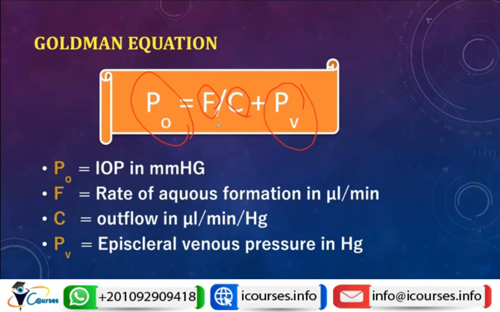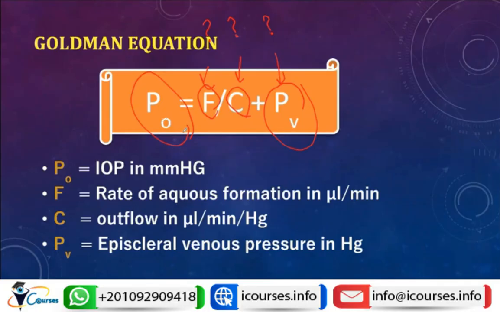So from this equation, we have three factors that control the intraocular pressure. The first one: how much aqueous is formed. The second one: how much resistance the aqueous will face, which is the facility of the outflow. Is it high or is it low? The third is the episcleral venous pressure. So the resistance to the aqueous and the episcleral venous pressure will cause an increase in the intraocular pressure if they increase. And if the rate of aqueous formation is increased, this will also cause an increase in the intraocular pressure.